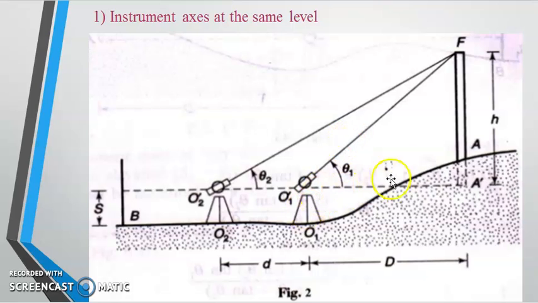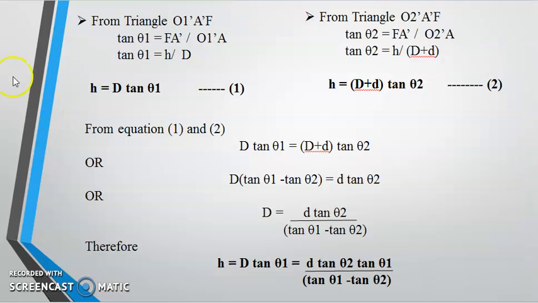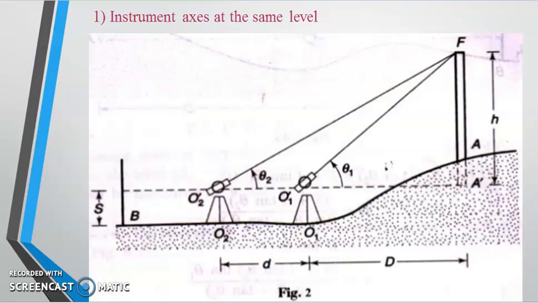So we will be using this triangle first, which is O1 dash A dash F. In this triangle, if we take tan of theta 1, it is opposite upon adjacent. So it will be FA dash divided by O1 dash A dash. So tan of theta 1 is FA dash upon O1 dash A dash.